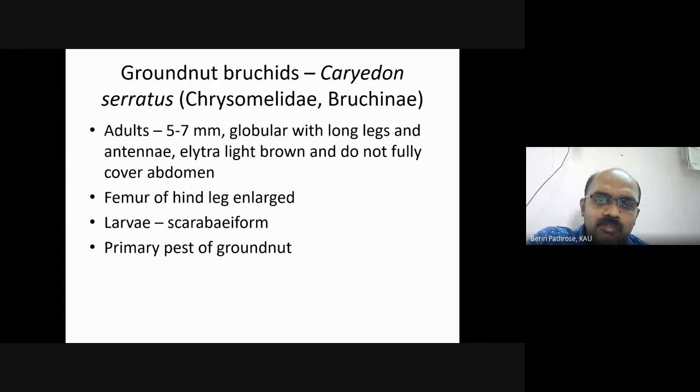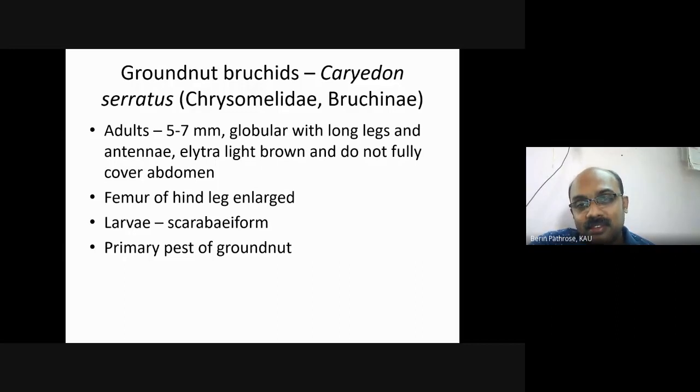That is a typical feature of groundnut bruchid. Similar to other coleopterans we had discussed, its larva is scarabaeiform, and it is a primary pest of groundnut. So remember the typical features are its larger size and enlargement of the hind femur. Coming to the next pest, rice weevil, Sitophilus oryzae.